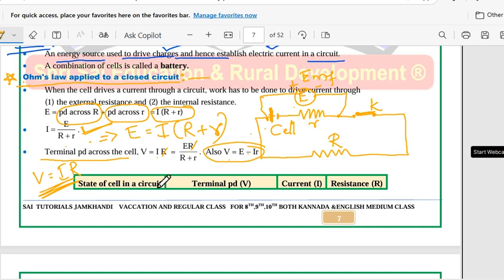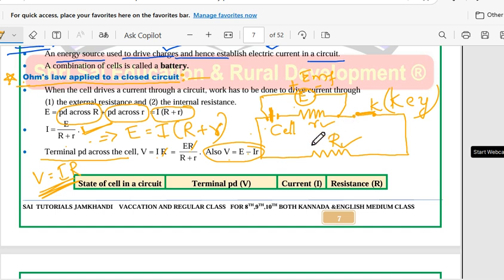When a cell drives a current through a circuit, the key is closed, and it will drive a current through the circuit. Work has to be done to drive the current through the external resistance and the internal resistance. External resistance is R, and internal resistance is small r.